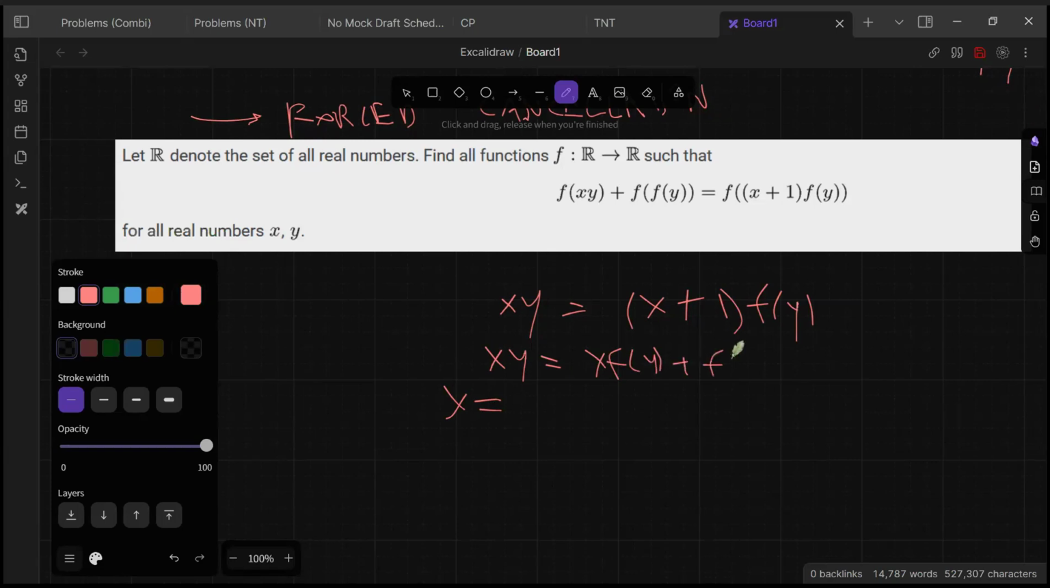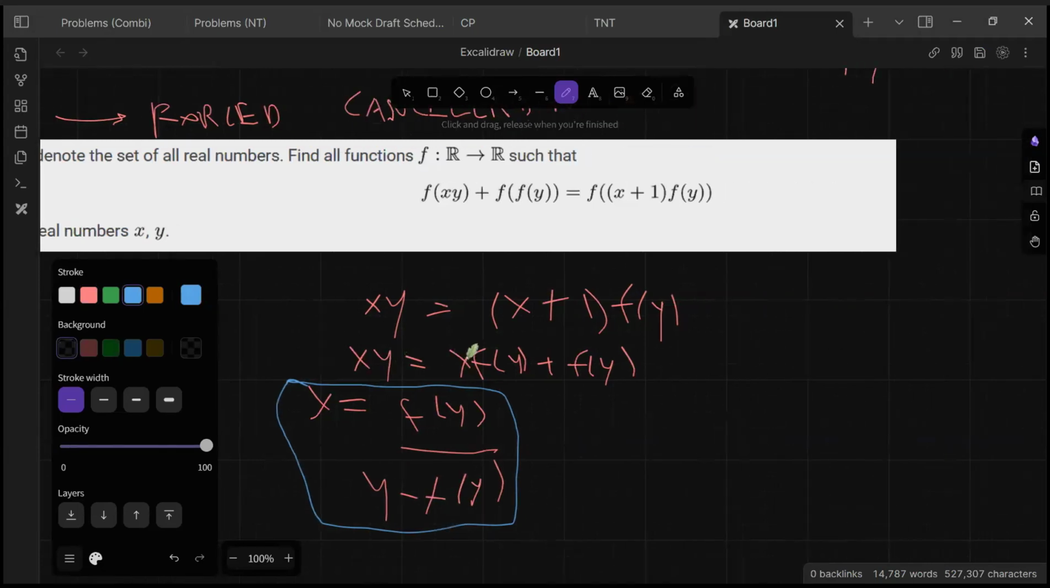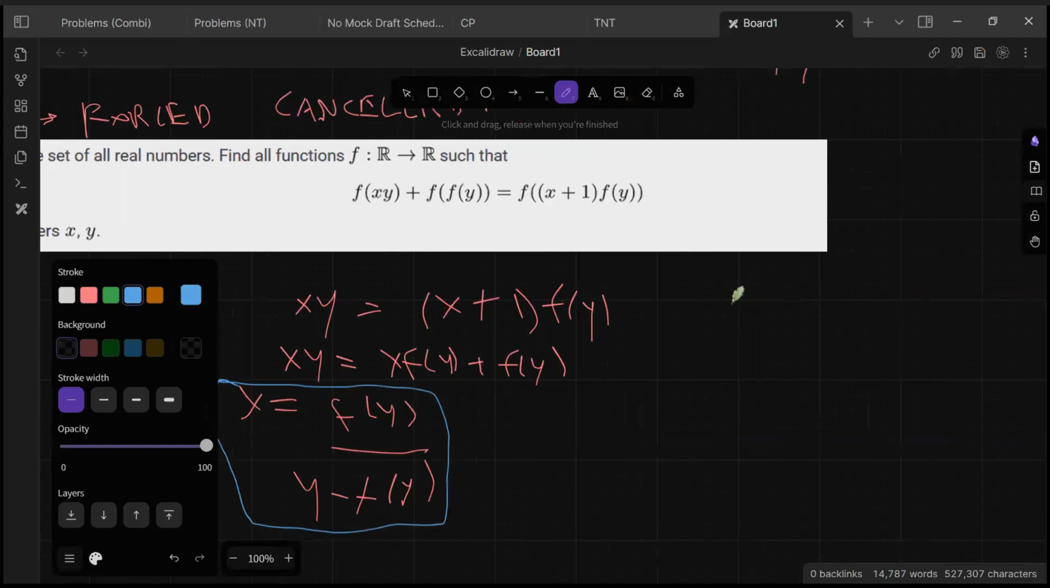So plus f of y. So f of y divided by y minus f of y, seems like that's... Why couldn't we do the same when we take y to the LHS rather than x? Okay, let's see what happens.